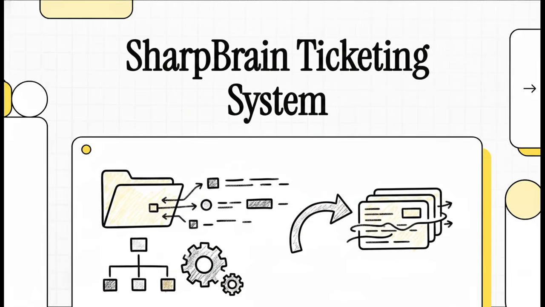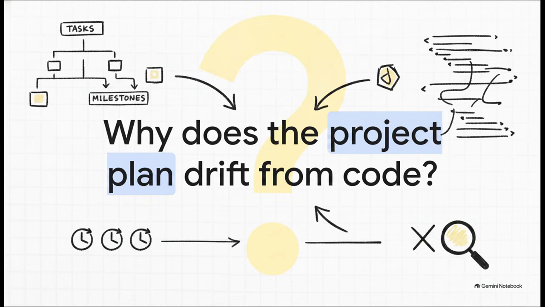Welcome to This Explainer. Today we're diving into an absolutely fascinating approach to engineering project management. We're going to break down SharpBrain's highly opinionated repository-based ticketing system. This is a framework that takes traditional project management and literally flips it on its head by treating project plans exactly like code.